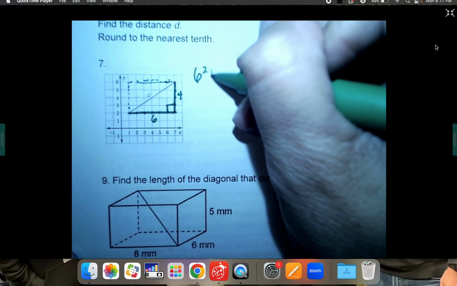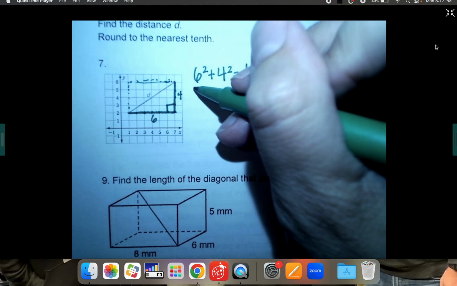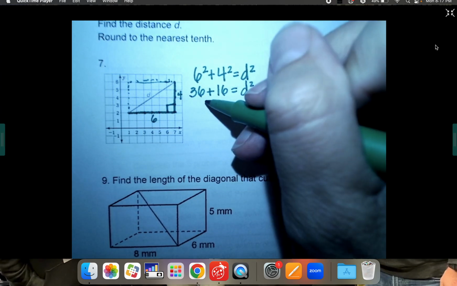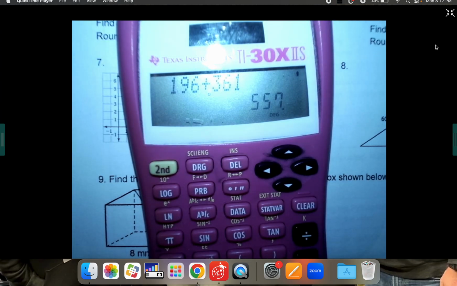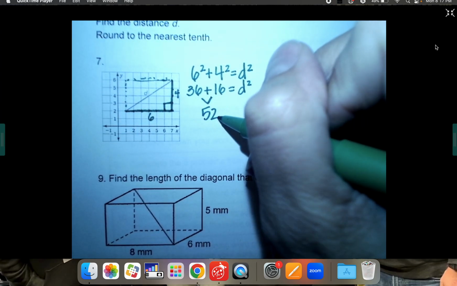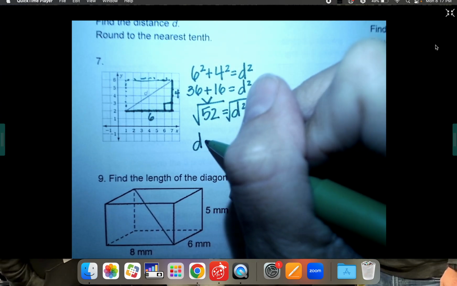So 6 squared plus 4 squared equals D squared. 6 squared is 36. 4 squared is 16. 36 plus 16 is 52. You're going to take 52 and square root it.